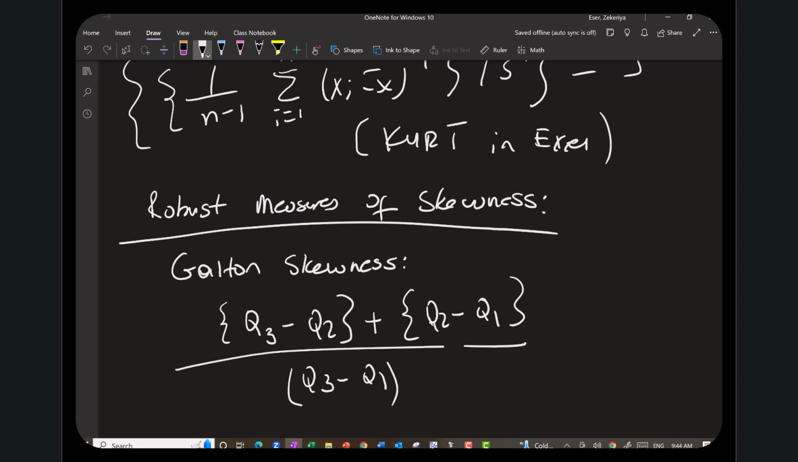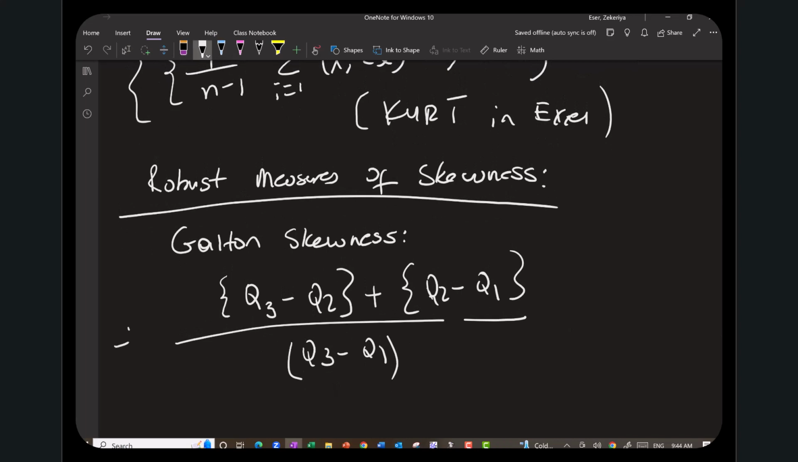If the distribution is symmetrical, the distance between the lower quartile and the median should be the same as the distance between the upper quartile and the median. We're dividing by the interquartile range to make this a scale-free number. And by its very construction, this number is going to be between -1 and 1. It's also nice: -1 is extreme left skew, +1 is extreme right skew.